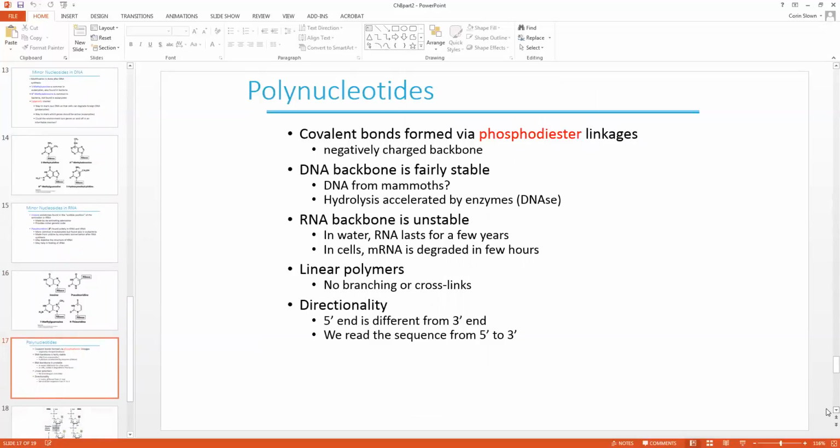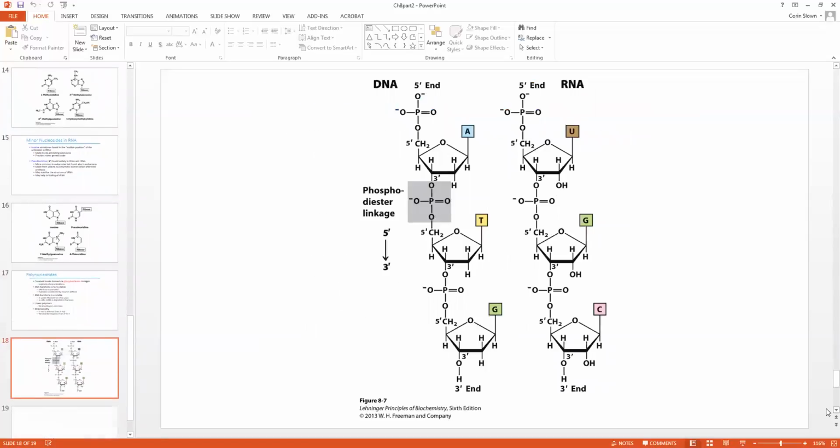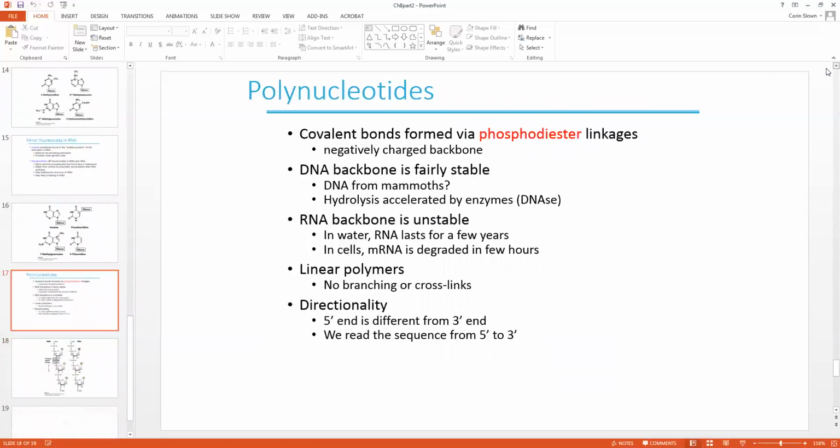So when we think about polynucleotides, we're talking about how these nucleotides are formed via our nucleotide. So we have covalent bonds via the phosphodiester linkages, so essentially that's phosphate, sugar, phosphate, sugar, phosphate, sugar. That's the negatively charged backbone. It's fairly stable. For example, they're able to isolate DNA from mammoths, where the hydrolysis can be accelerated by enzymes like DNase. And the RNA backbone is less stable. So in water, RNA only lasts for a few years. In cells, mRNA is degraded in a few hours.